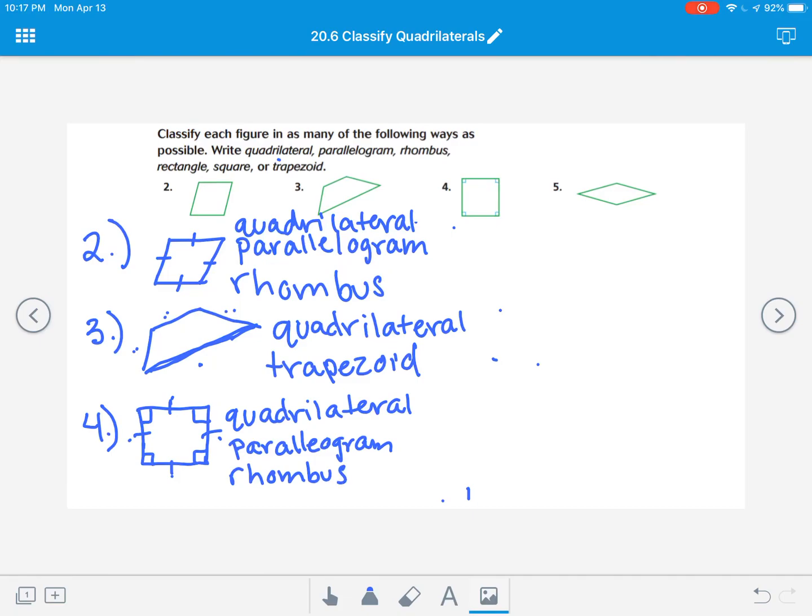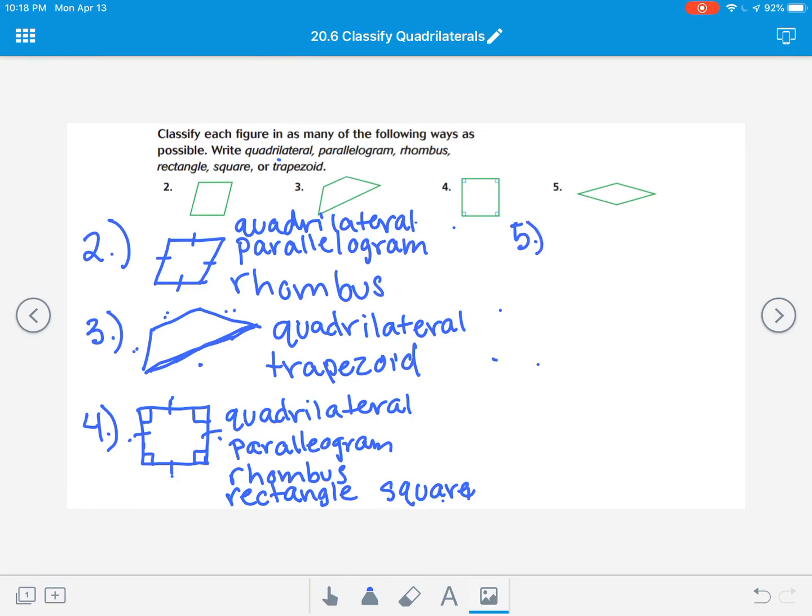Is it a rectangle? Yes, 2 sets of parallel sides. Opposite sides are equal to each other. 4 right angles. So yes, it is also a rectangle. Is it a square? Yep. 2 pairs of parallel sides, 4 right angles. All sides are the same, so it's also a square. It is not a trapezoid though, because trapezoids can only have 1 pair of parallel sides.